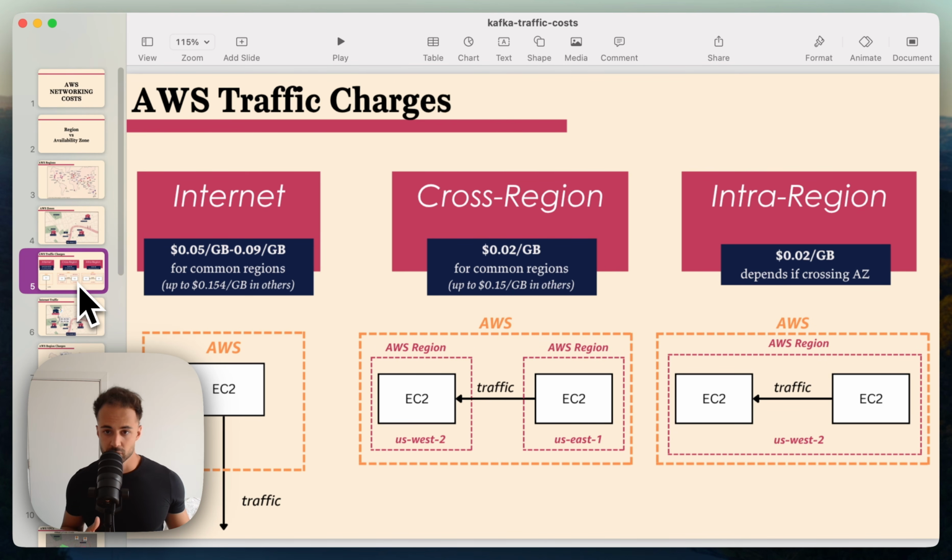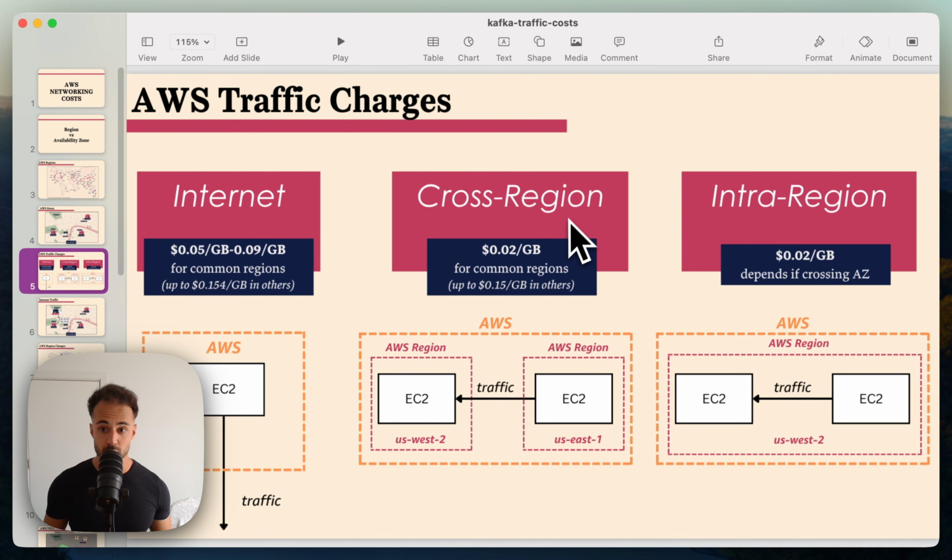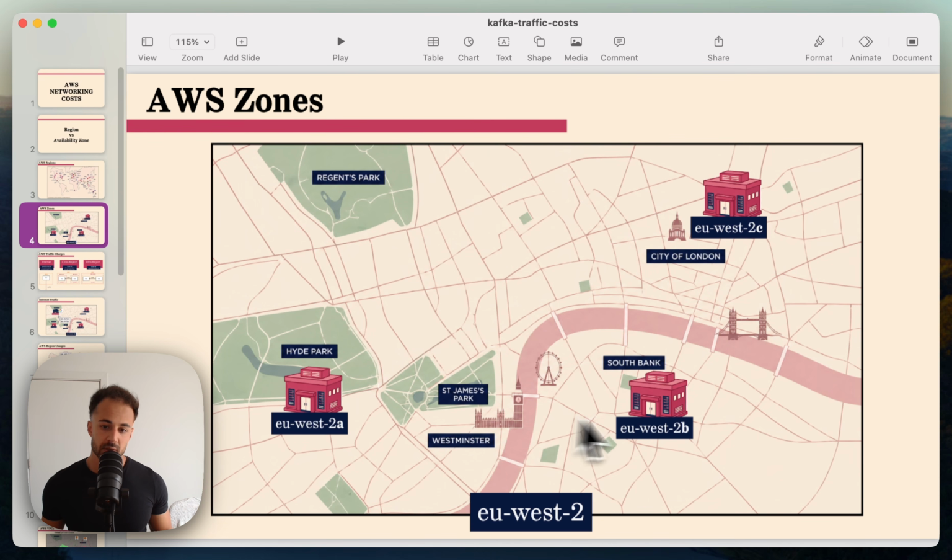Then you have cross-region costs, which is data going between AWS regions. So this time you're not leaving the AWS network, you're still inside it, and you're just moving, let's say, from Spain to New York or something like that. And the third one is intra-region, or like cross-AZ, where it's in the same region of AWS, and goes between machines. So here it could be between these 2 data centers in London, let's say.